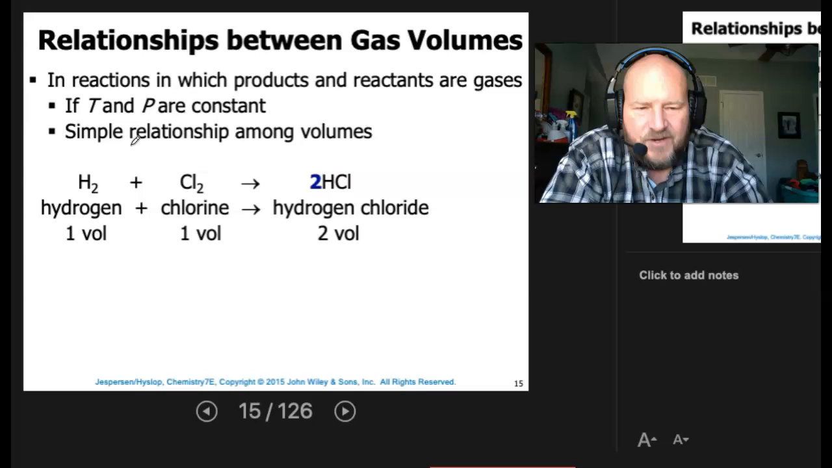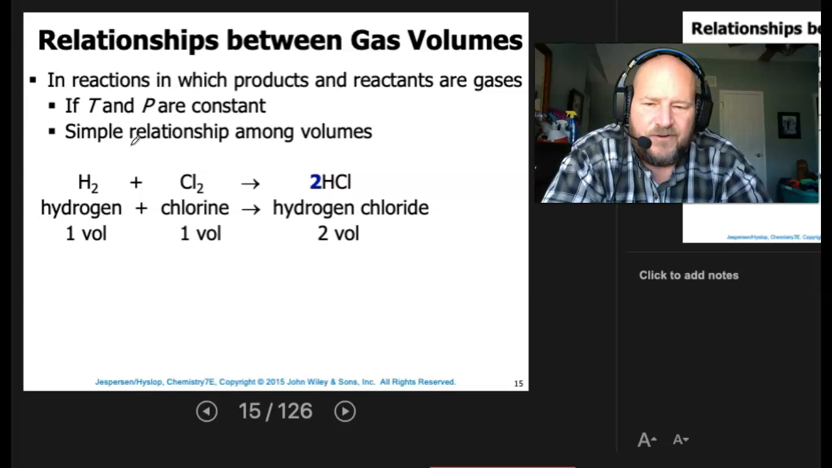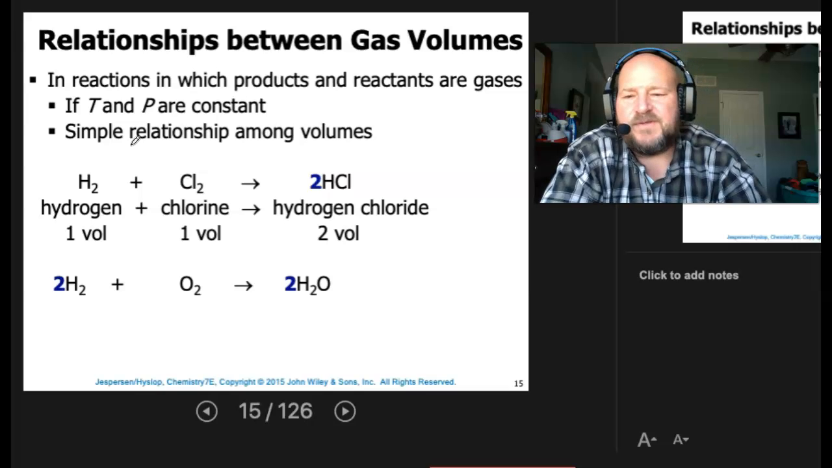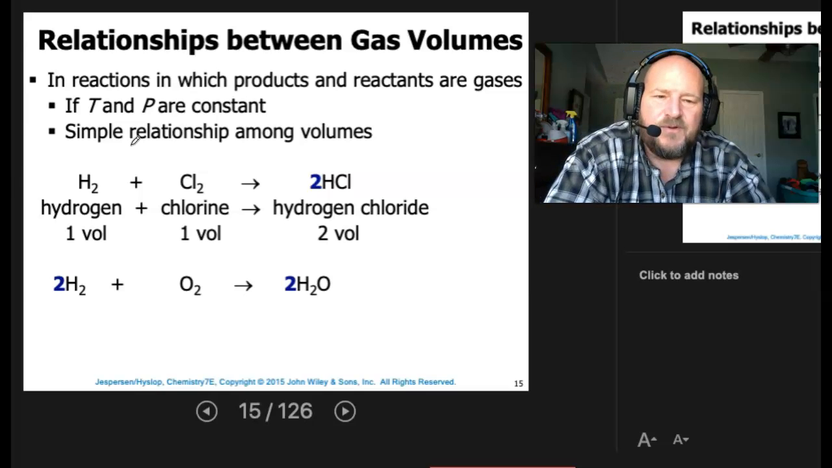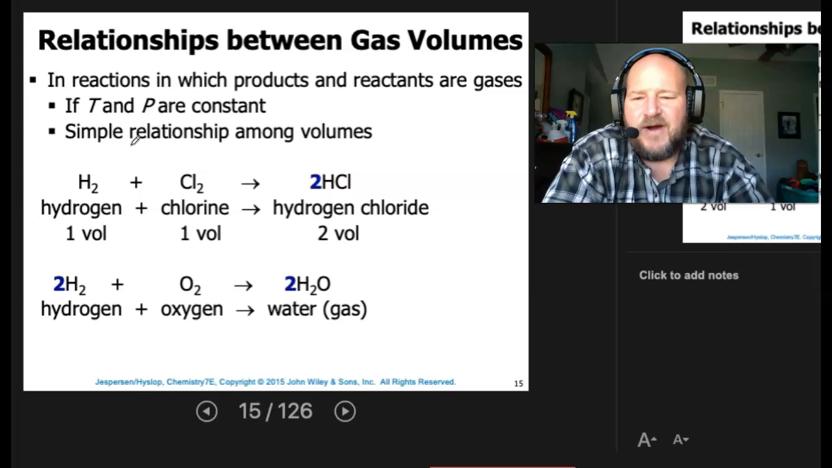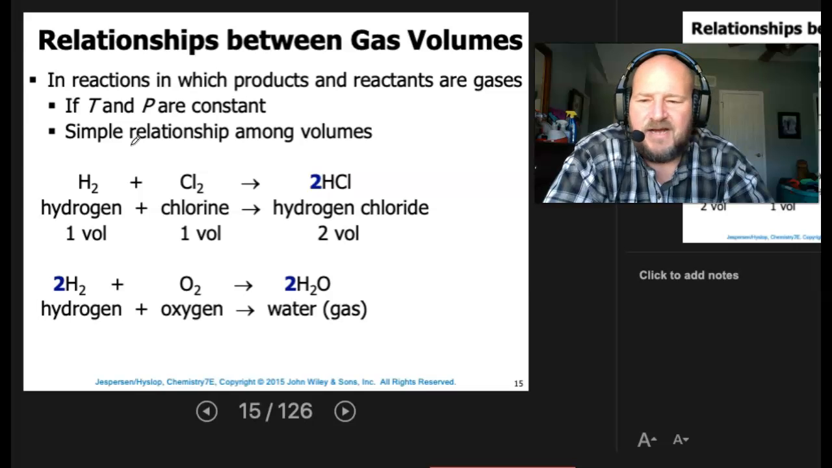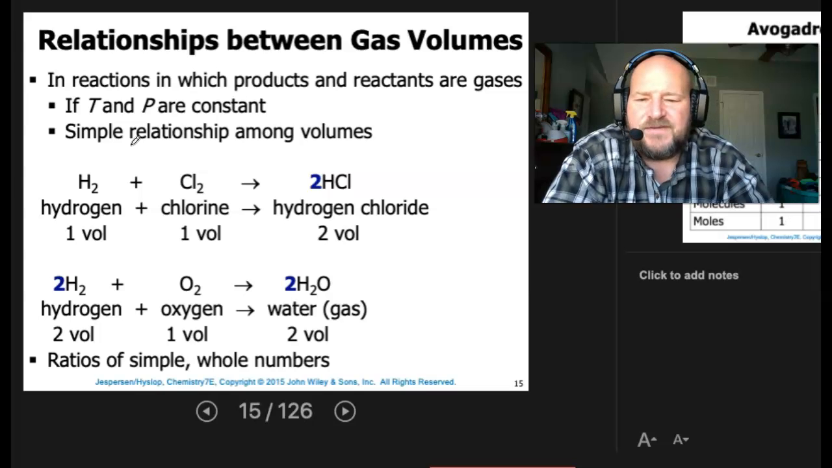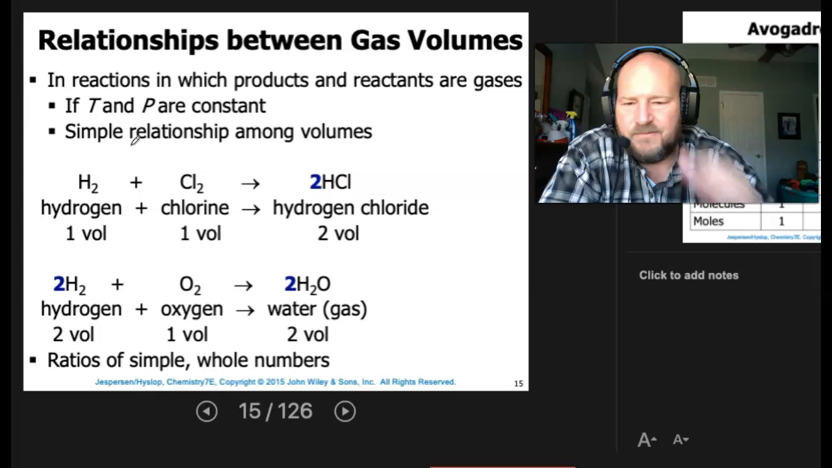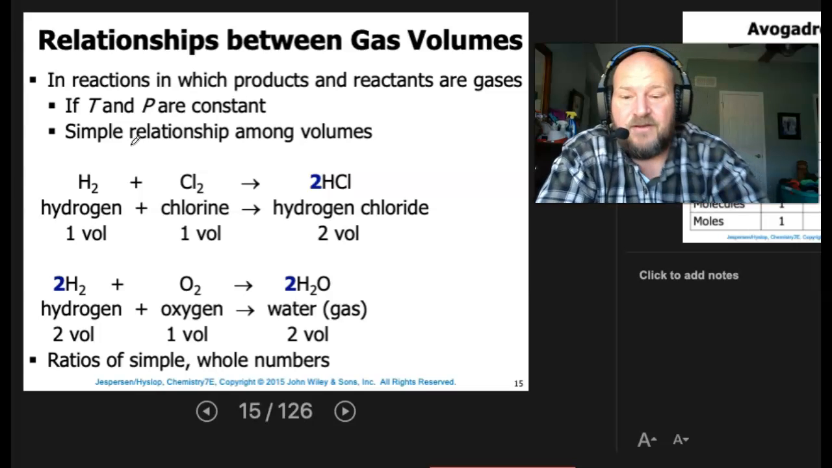So if I have 1 volume of hydrogen, 1 volume of chlorine, that's going to give me 2 volumes of HCl. If I have 2 moles of hydrogen, 1 mole of oxygen, and 2 moles of water, then I know hydrogen plus the oxygen will have to equal the water. So we'll have 2 volumes, 1 volume will equal 2 volumes. Ratios of simple whole numbers. Okay, so it's all about the coefficients.